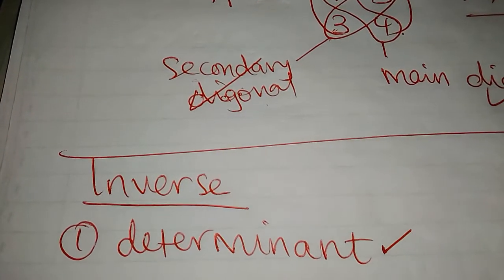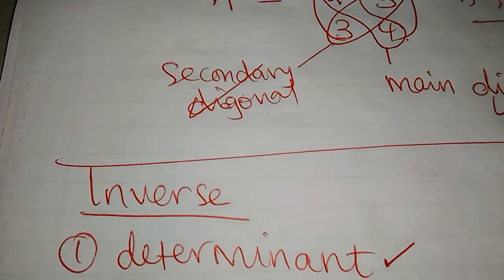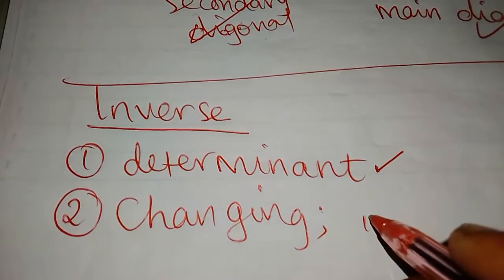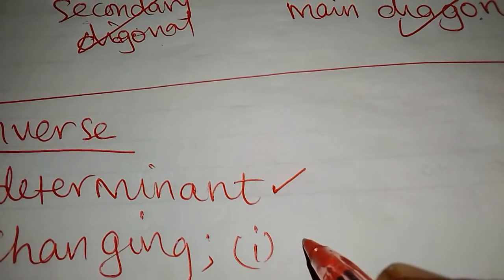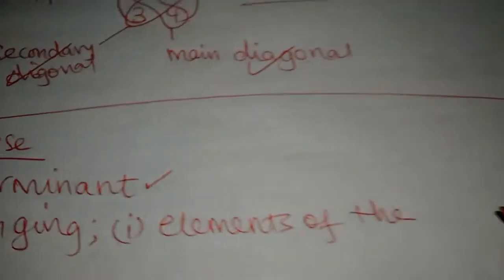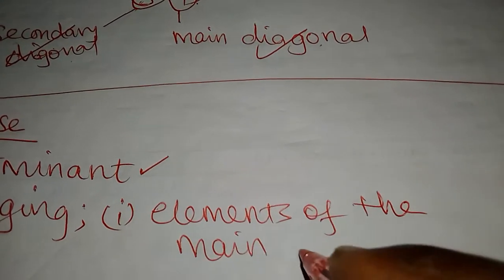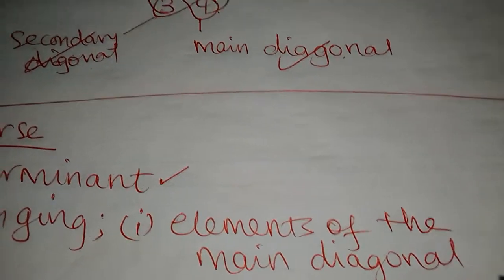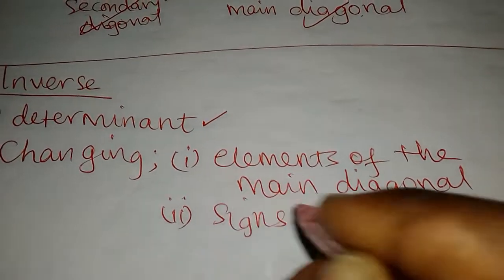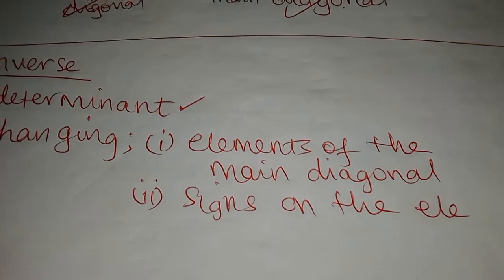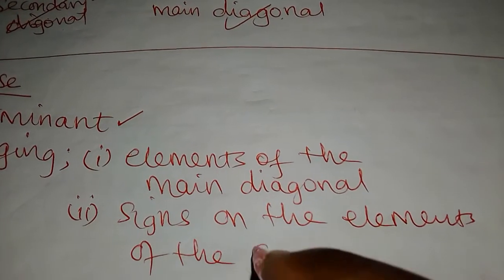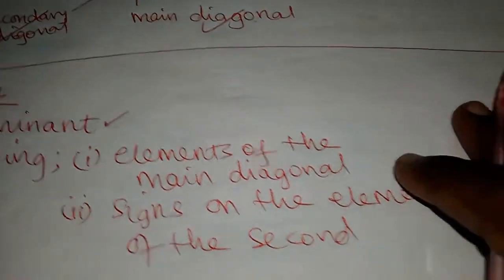Then when you are done with getting the determinant, always do what we call changing. 1, change the elements of the main diagonal. Then 2, you can change the signs on the elements of the secondary diagonal.